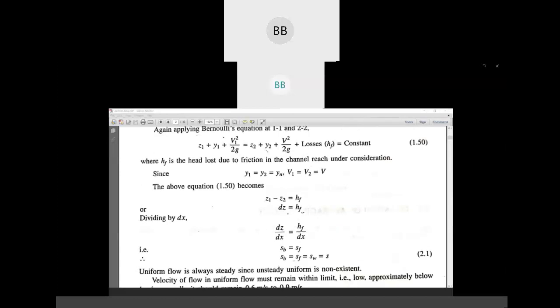One important thing in uniform flow: our bed slope, friction slope, and surface water slope will be the same. All slopes are the same for uniform flow.